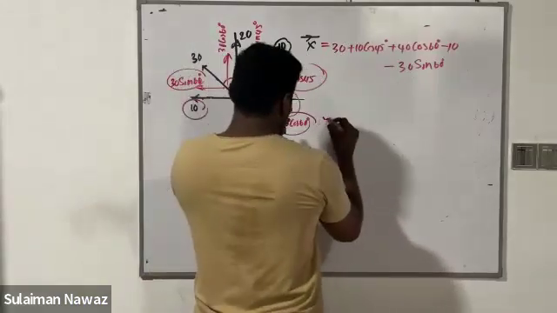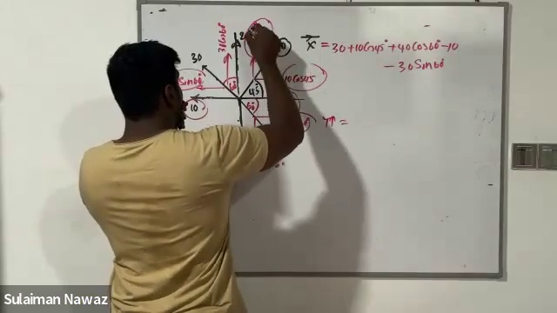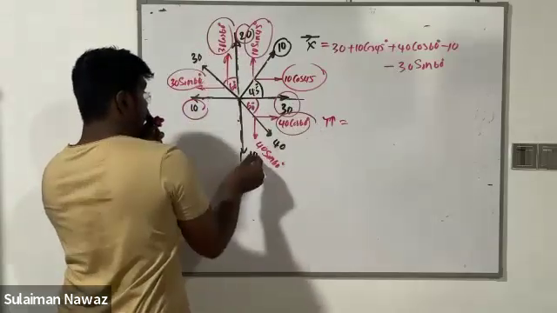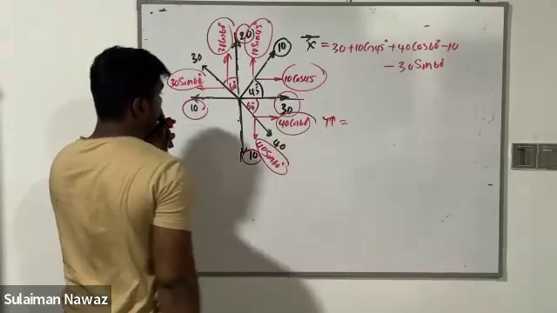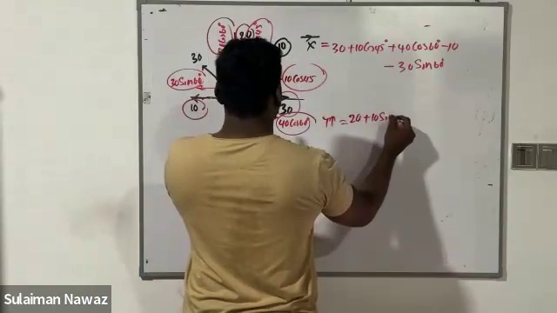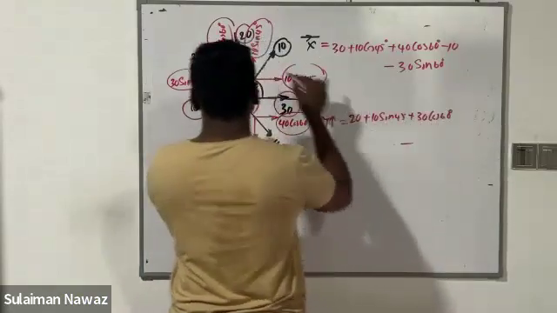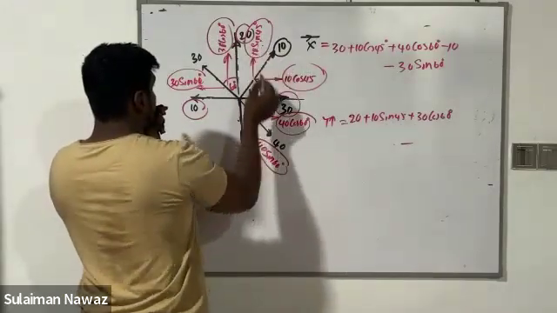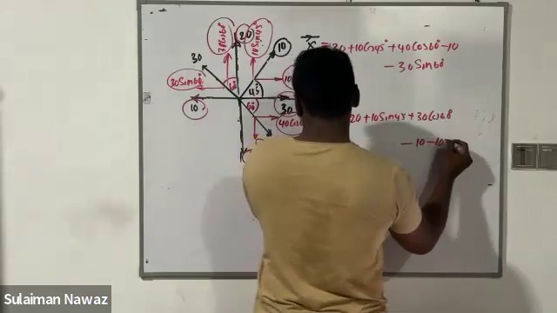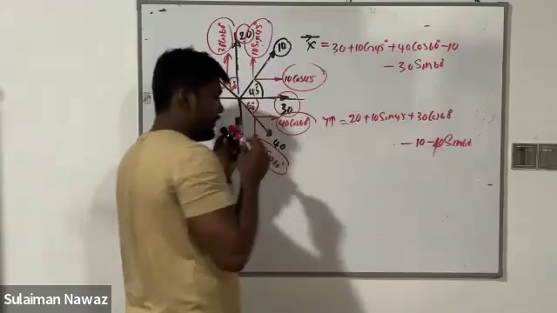What is the vertical one? How many vertical components? 10 sin 45, 20, 30 cos 60, then 10, 40 sin 60. Right? Then y means 20 plus 10 sin 45 plus 30 cos 60, minus these three done. Then minus 10, minus 40 sin 60, finally finished.